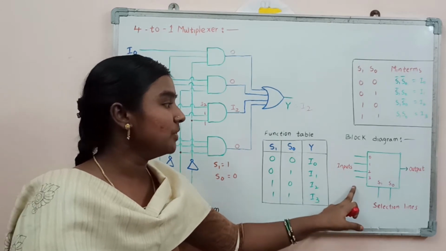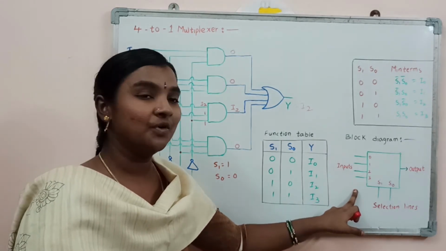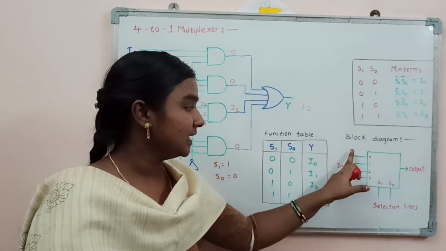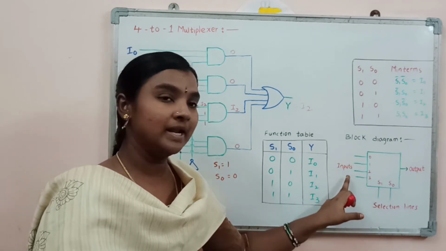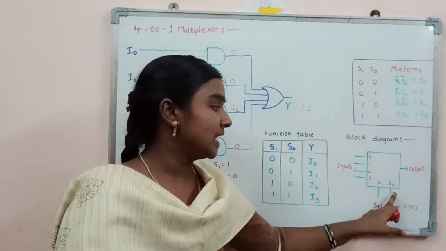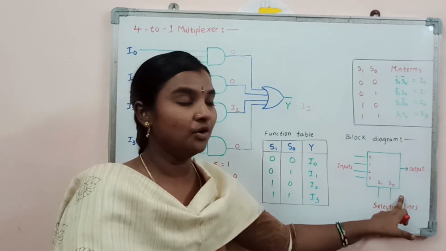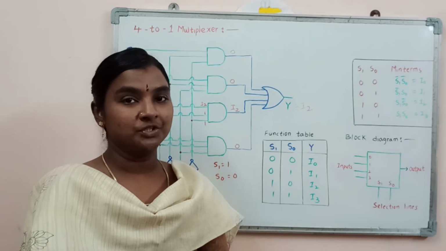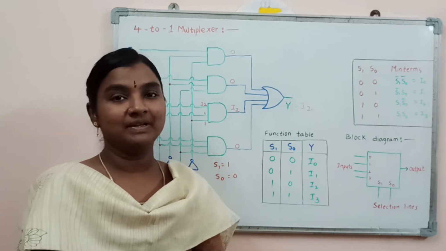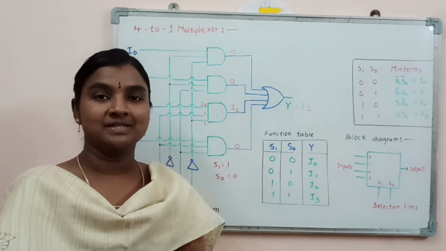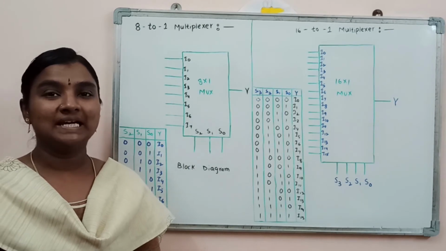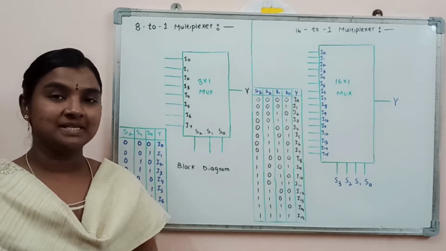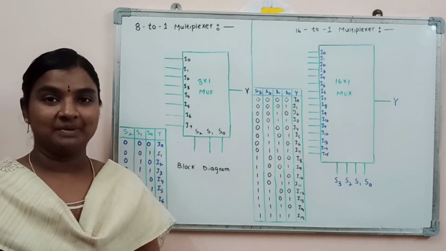Now this is the block diagram regarding this 4 to 1 multiplexer. Here these are the 4 input lines, 2 selection lines S1 and S0, and the output line. Now this is about the 4 to 1 multiplexer. Now we will see the 8 to 1 multiplexer and 16 to 1 multiplexer.